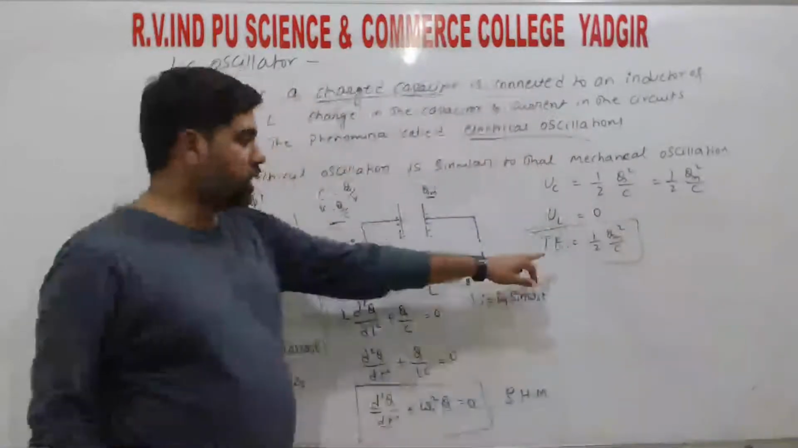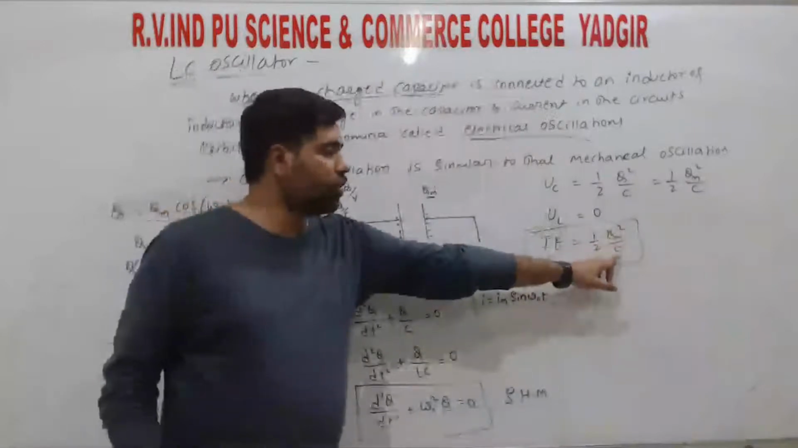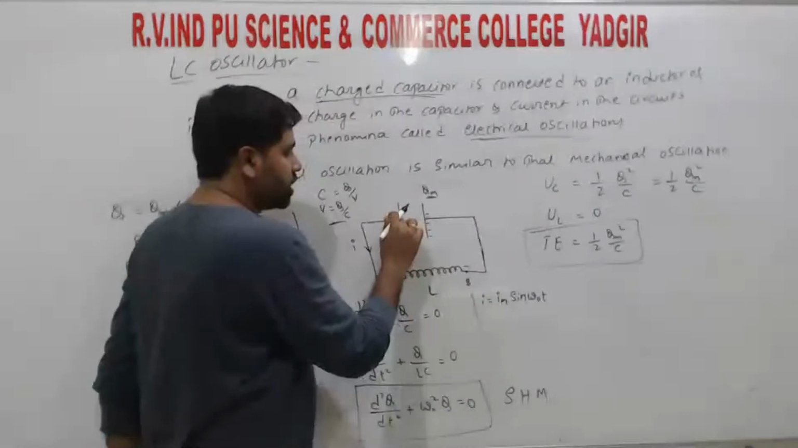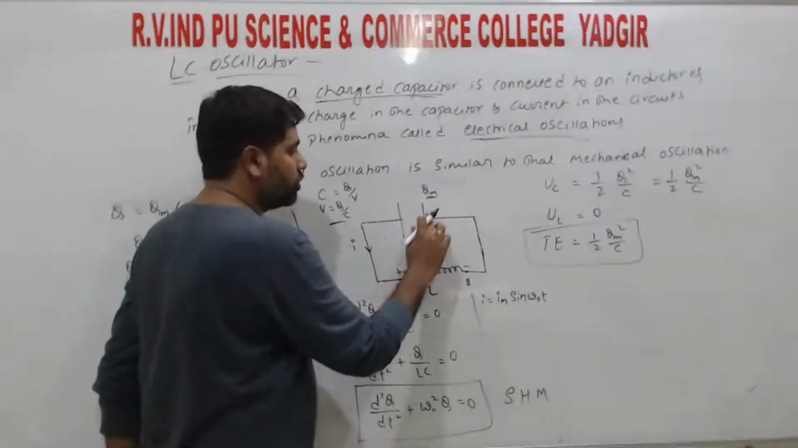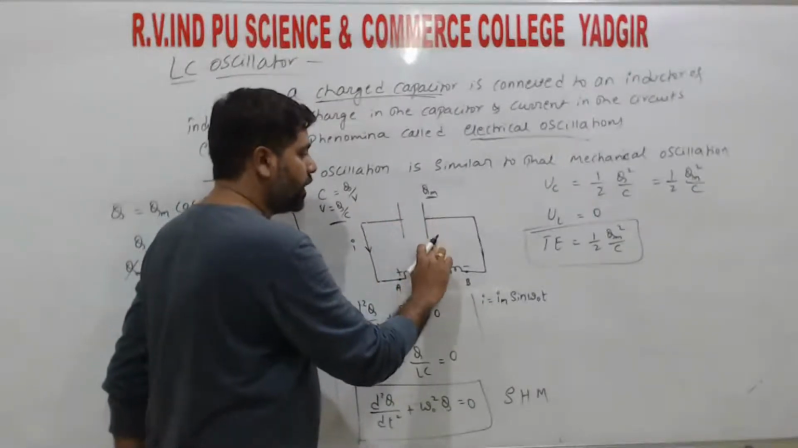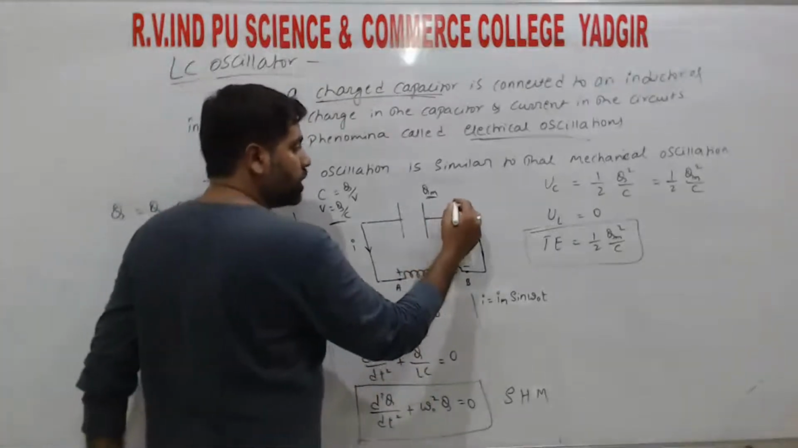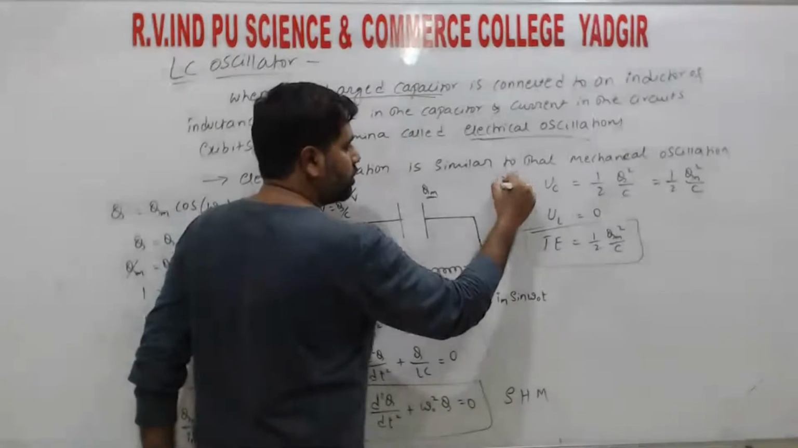Right? So initially the total energy is half Q_m square by C. After connecting this one, charge starts to flow and it comes to 0. So the charge is completely gone, the capacitor is empty. So now the energy stored in the capacitor, this is in the first case.